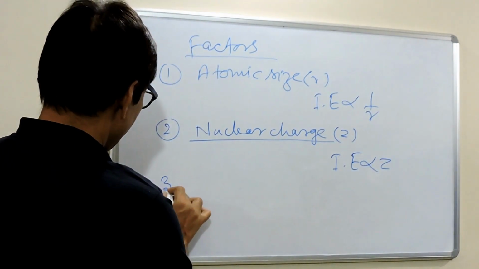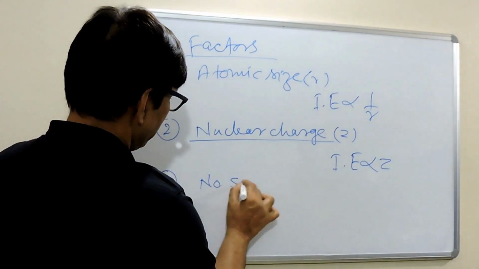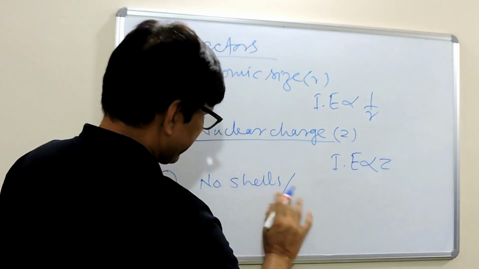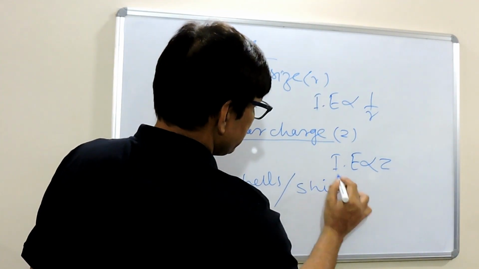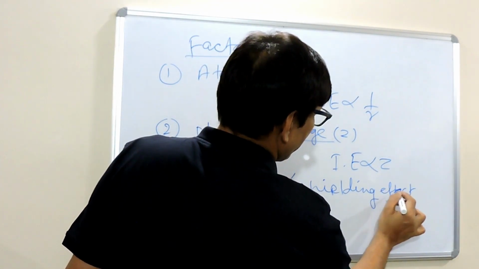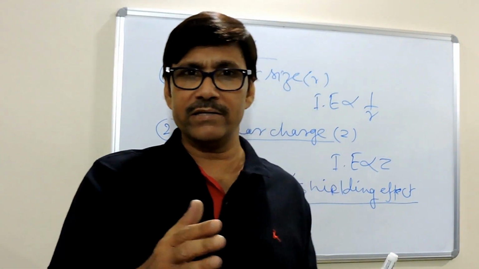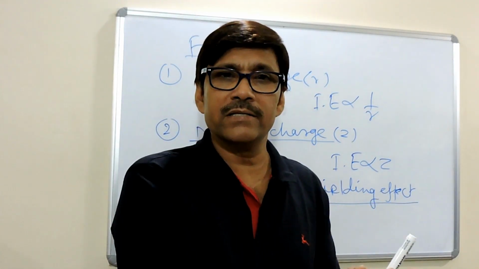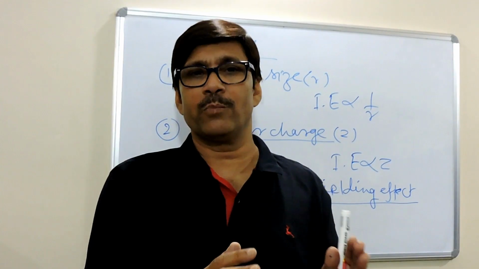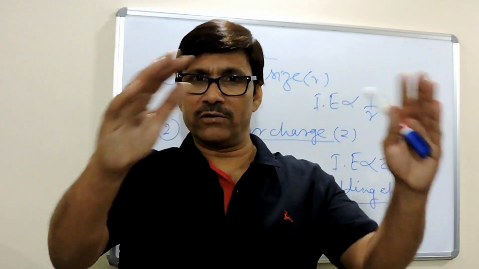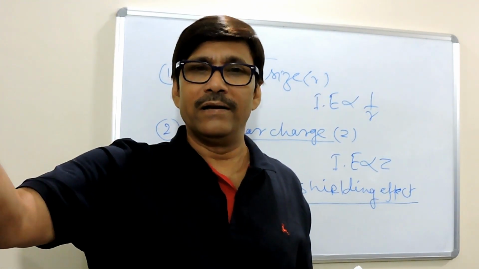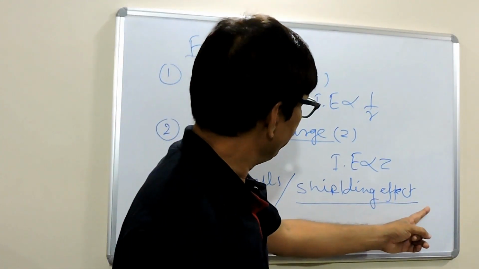And third, it will depend on the number of shells. And this number of shells, in fact, is related to what I gave you in the previous class, what is called the shielding effect. If we have more intervening shells, that is, shells between the nucleus and the valence shell electron, the nucleus is screened. So even if we have a large number of protons in the nucleus, if the nucleus is shielded by intervening shells, then the actual force of attraction on the valence shell electron will be less than the expected. That's the meaning of shielding effect.